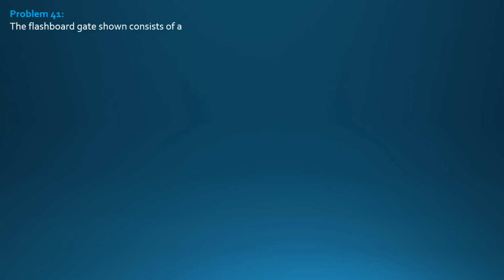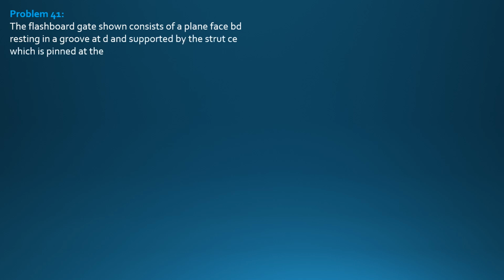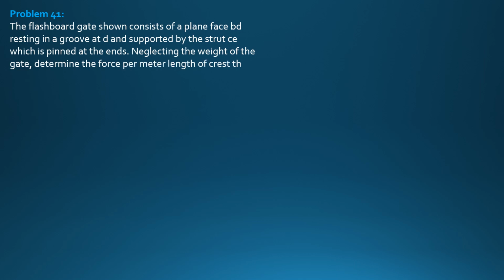The flashboard gate shown consists of a plain face BD resting in a groove at D and supported by the strut CE, which is pinned at the ends. Neglecting the weight of the gate, determine the force per meter length of crest that must be applied at B in order to cause the gate to collapse.